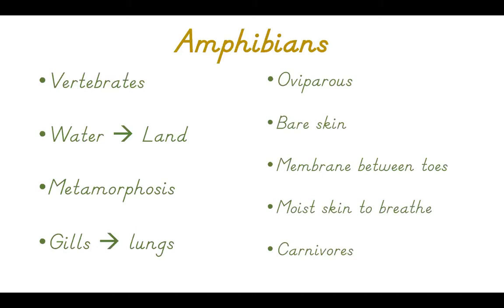Amphibians are also oviparous. What does oviparous mean? This is a word that you learned when we talked about birds, oviparous. Oviparous means that they lay eggs like birds do, except amphibians lay eggs in the water. Then, when they lay their eggs in the water, amphibians go through something called metamorphosis. Can you say metamorphosis?